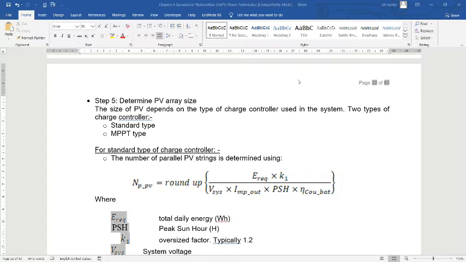The size of the PV array depends on the type of charge controller used in the system. We have two types of charge controller. The standard type, also called PWM charge controller, where PWM stands for pulse width modulation, and another type, which is the MPPT type. The solar charge controller's function is to regulate the energy flowing from the PV array and transfer it directly to the battery as a DC coupled system.